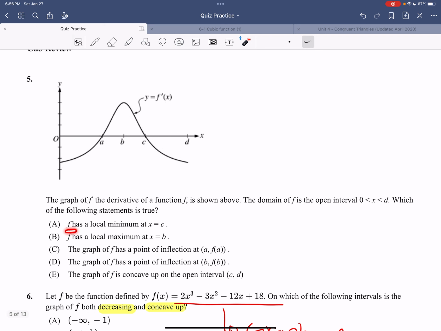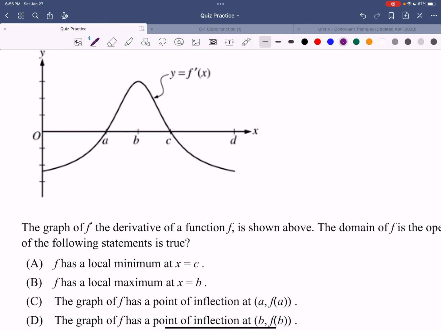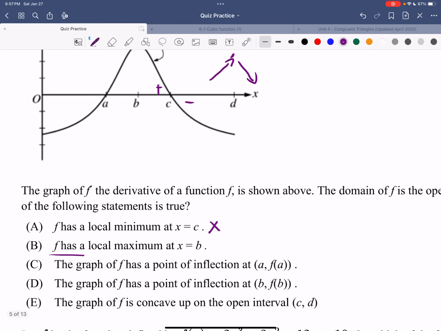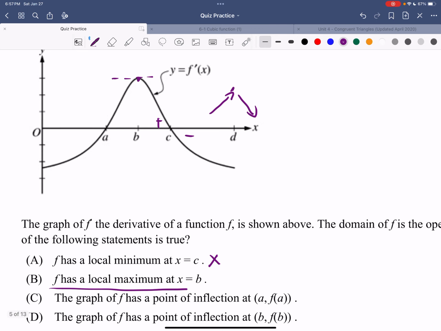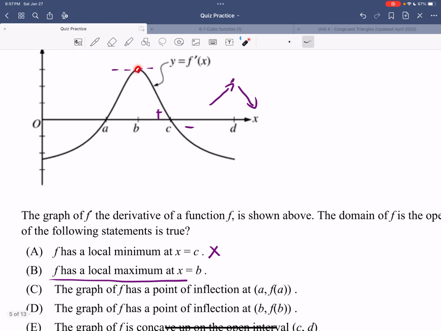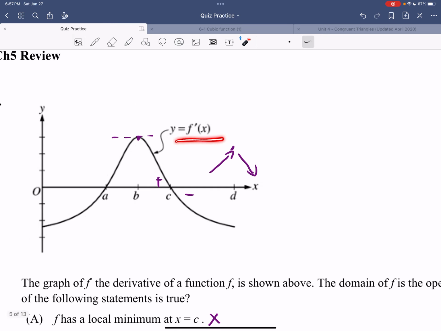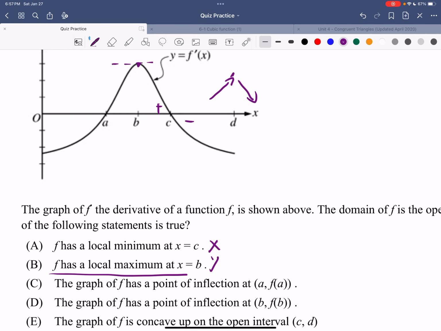So let's do this. F has a local minimum at x equals c. So this one is the f prime. Let's say if it has a local minimum, okay? Now let's look at this. Since it's the first derivative, this one becomes positive to negative. So positive to negative. So is that a local minimum at c? No, this one is clearly a local maximum. F has a local maximum at b, right here. That's a zero slope. It's not even a max. I mean, it looks like a max. It is a maximum point if it is a normal graph, but this one is the f prime graph, as you can see here. So this one cannot be true.